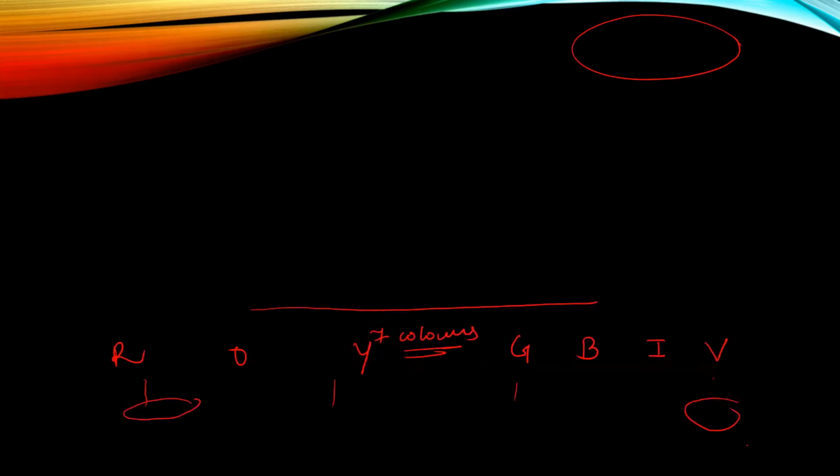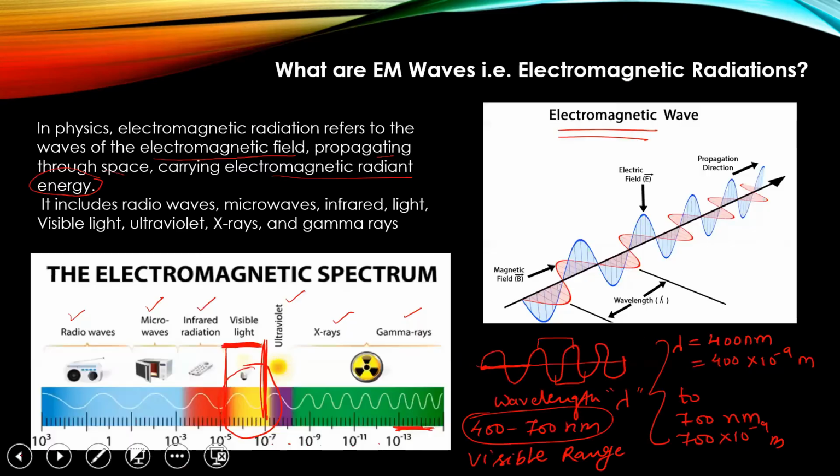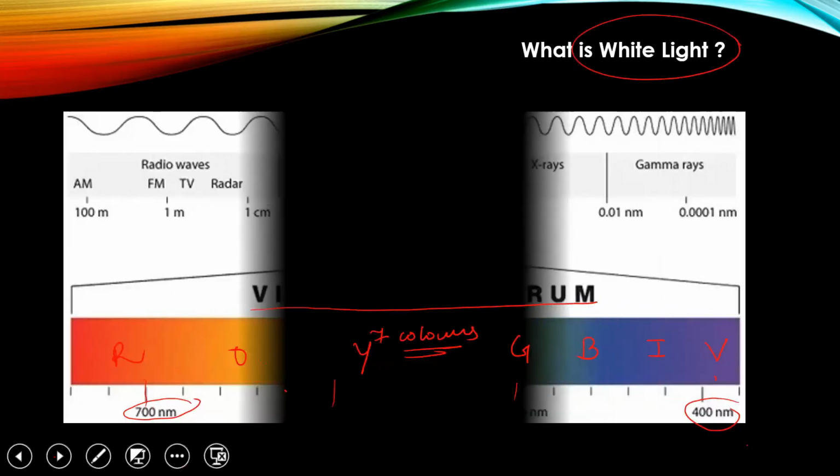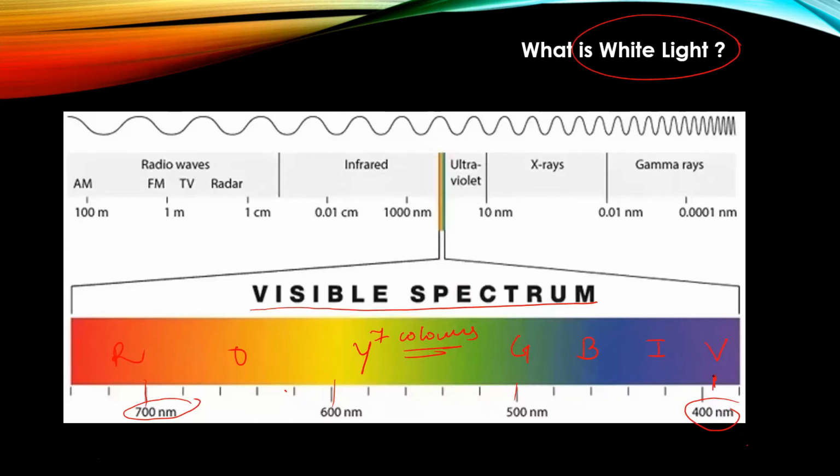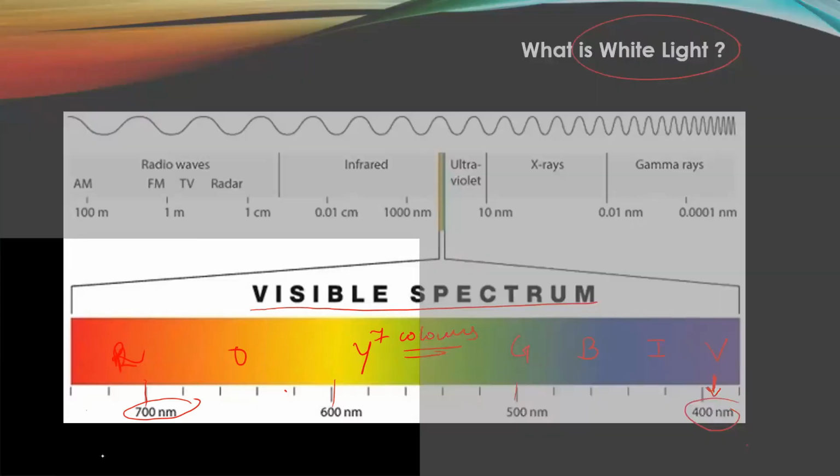Violet light has the least wavelength, which is 400 nanometers. Red light, on the contrary, has the highest wavelength, which is 700 nanometers.